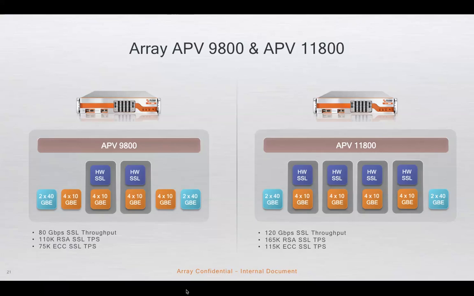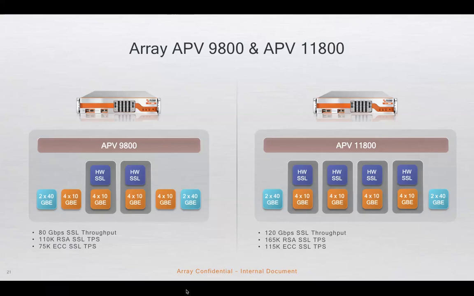You can look at the Array 9800, and you can see right away our ability to do 80 gig of SSL throughput, 110K SSL TPS for RSA ciphers, and 75K TPS for ECC ciphers. You can also see some of the interfaces and how we do the SSL crypto on board. So not only do you have the hardware accelerated SSL, but also the NICs and interfaces needed to enable an SSLi solution like this.